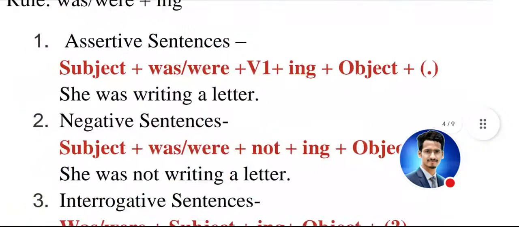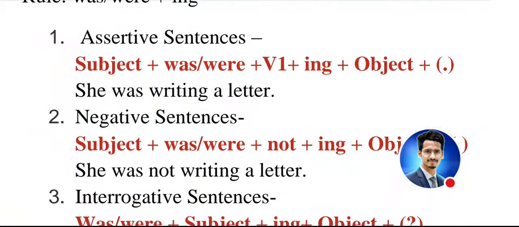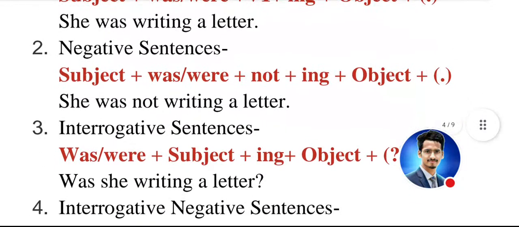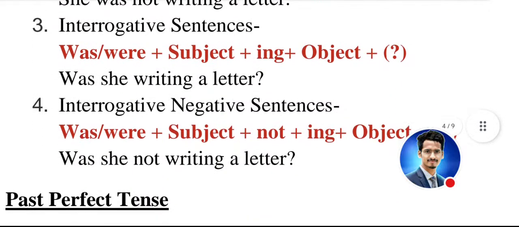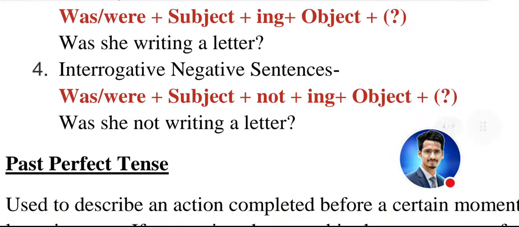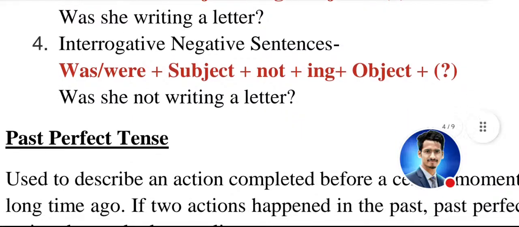So assertive sentence, she was writing a letter. Assertive, and this is also positive. And negative, she was not writing a letter, just add a not with the auxiliary verb. And interrogative, just add the auxiliary verb first, then subject, then the extra part. So, was she writing a letter? Okay, so interrogative negative, was she not writing a letter?